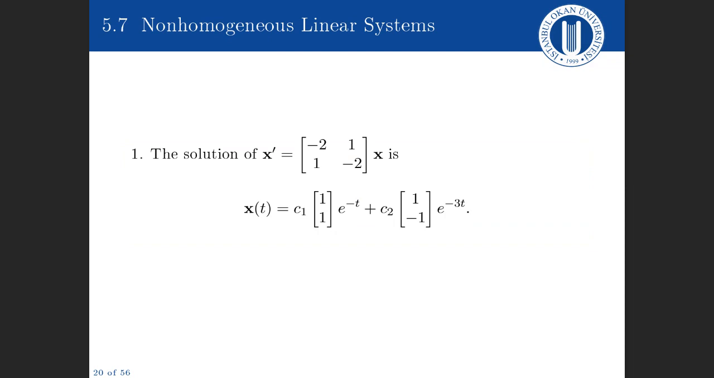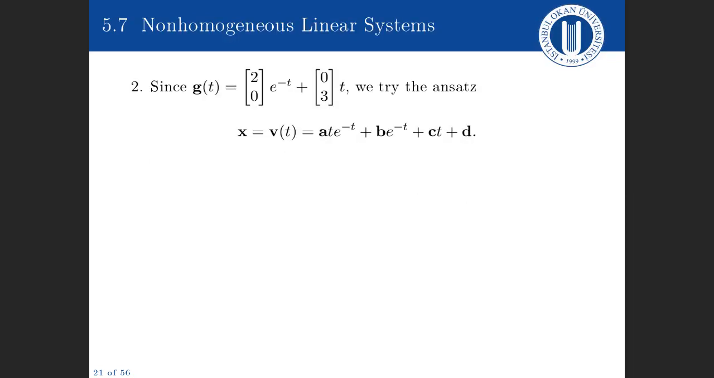It's always constant times eigenvector e to the power eigenvalue t, plus constant times eigenvector e to the power eigenvalue t. That's straightforward. We know how to do that. Step two, we need to find a particular solution. So look what we have here. We have a vector multiplied by an exponential function, plus a vector multiplied by t, or a vector multiplied by a first degree polynomial.